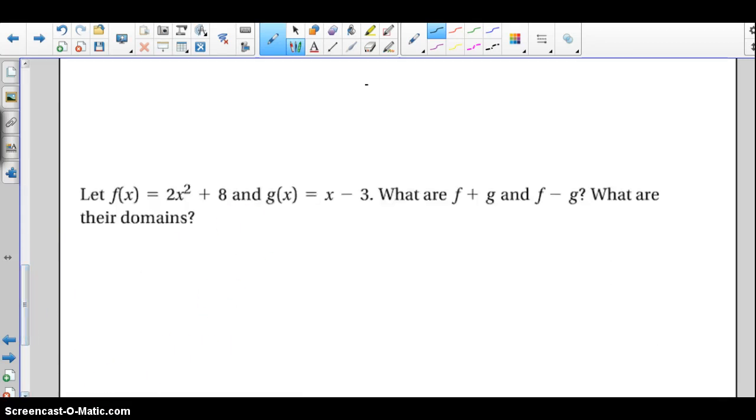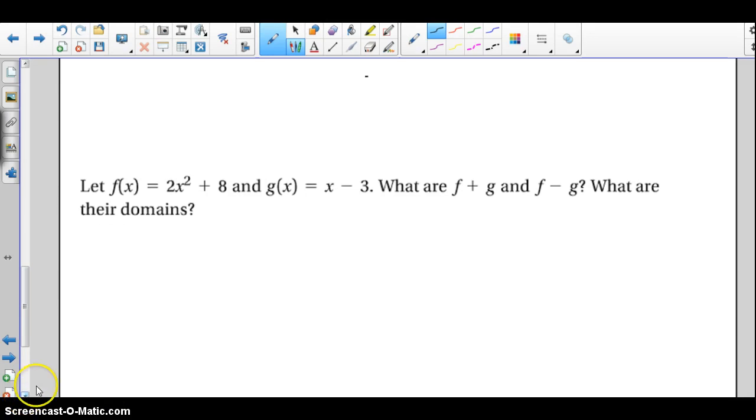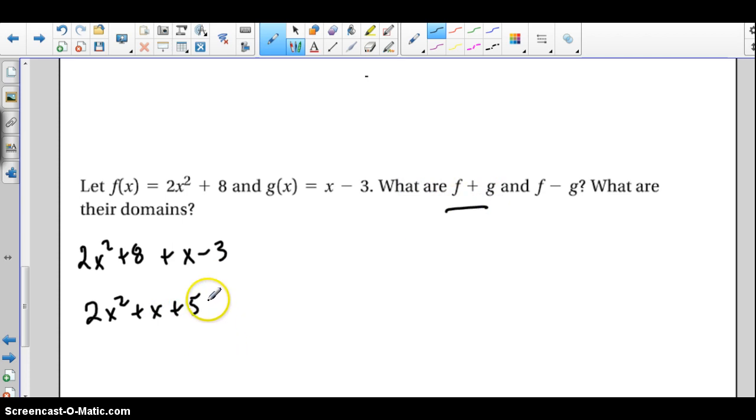Here we go. So let's take a look at these two functions, f of x and g of x. And again, they want us to add these two together and ask us what their domains are. Well, the first one here is addition. So we're going to have 2x squared plus 8 plus this function right here, x minus 3. Combine like terms, and we're going to have 2x squared plus x plus 5. That's all you have to do. They just wanted us to add these functions together, and sure enough, here we are.